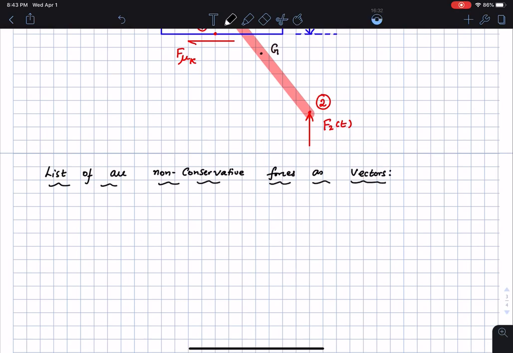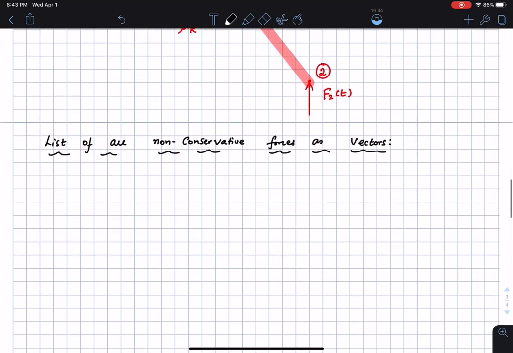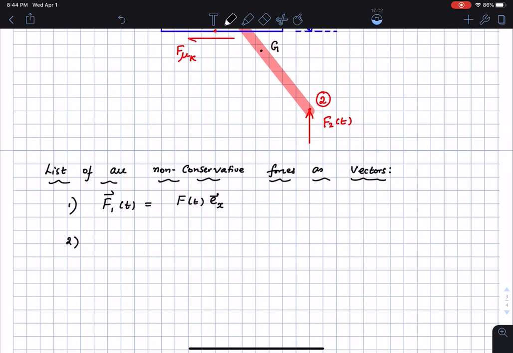The first force I'm going to write is the force F1. This force F1 of t could be some function of time, like a sinusoidal excitation force or something. This is acting in the positive x direction, so F1 of t is going to be written as a vector: the magnitude times Ex. Then the second force I'm going to write is the force F2, which is acting vertically up. As a vector, this is F2 of t in the Ey direction.